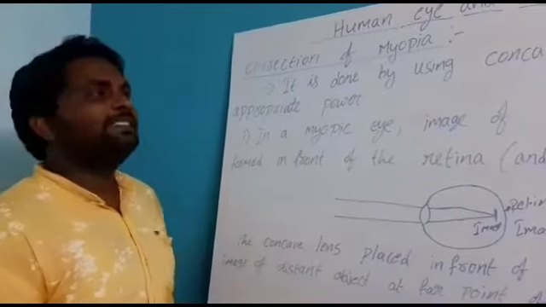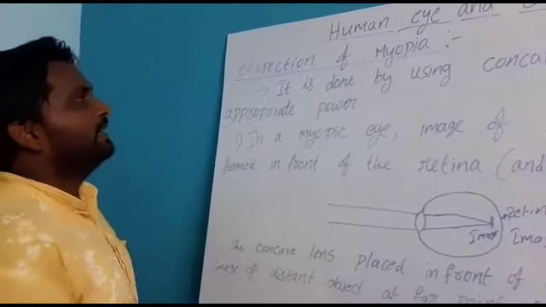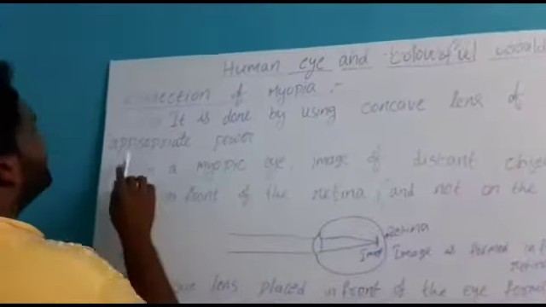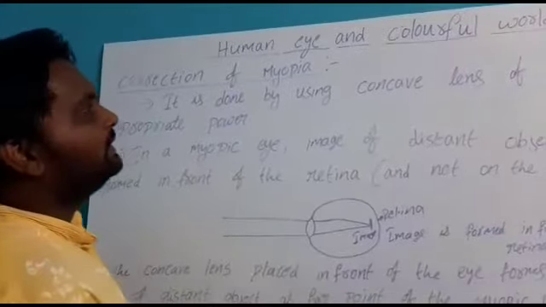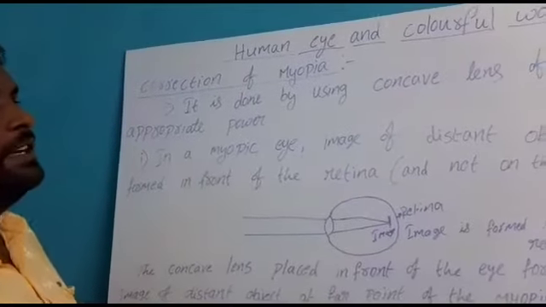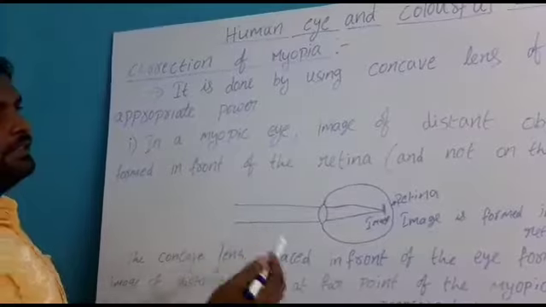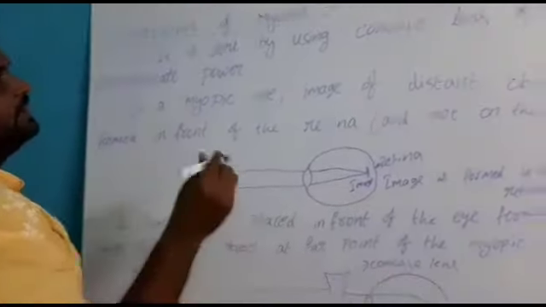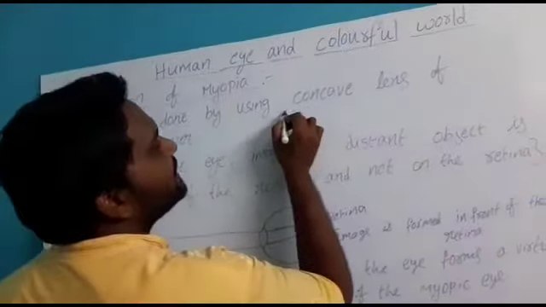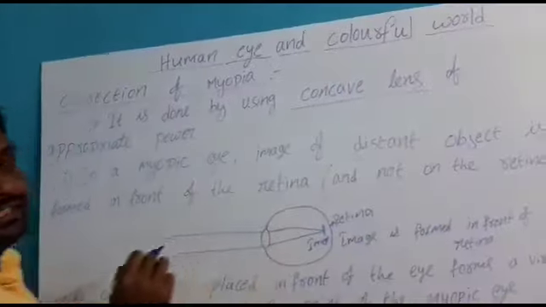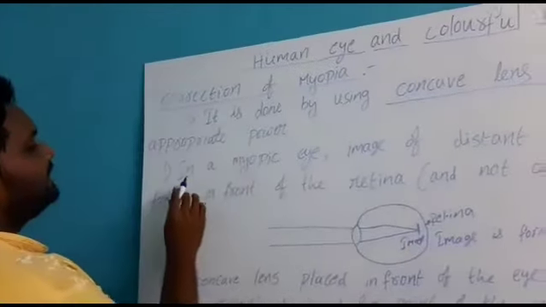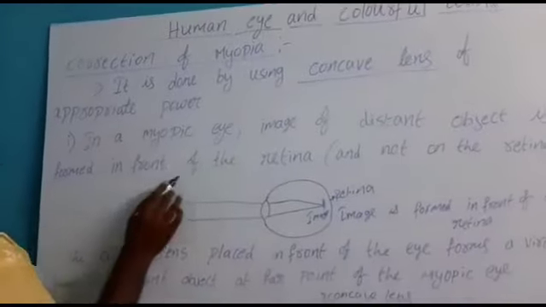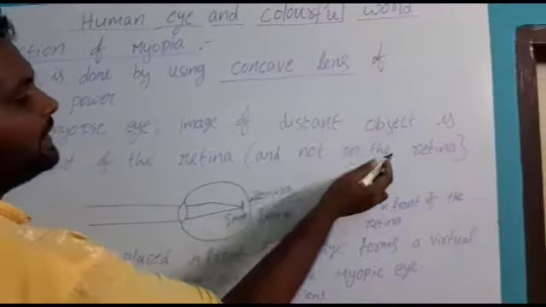Now, how to solve this myopia disease? Correction of myopia is done by using a concave lens of appropriate power. Those suffering with myopia will use a concave lens. So it is also very important. Those suffering with myopia, which lens will they use? Concave lens. In a myopic eye, the image of a distant object is formed in front of the retina and not on the retina.